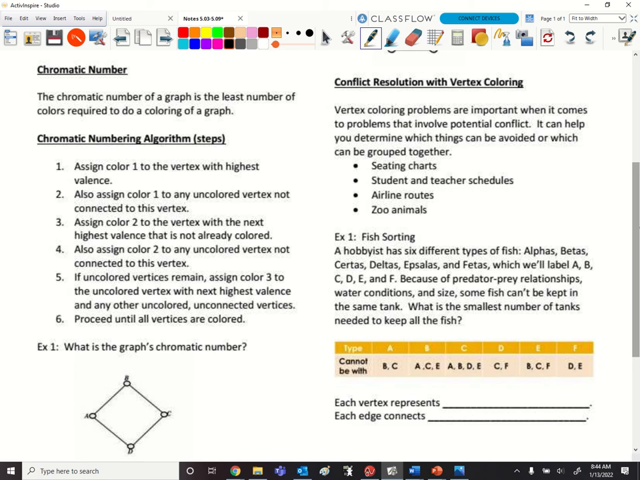All right. Highest valence. So that means the highest number of edges. So you go look to find that spot with the highest number of edges. Okay, assign one color to that. Also assign color 1 to any uncolored vertex not connected to this vertex. Okay, so anything not connected to that same vertex, right? So let's take a look and assign color 2 to the vertex with the next highest valence.